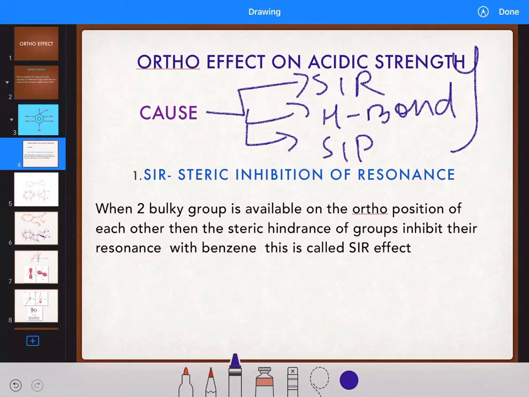Okay. Now see, only these two factors affect the acidic strength of a molecule. So in this topic here you can see ortho effect on acidic strength. So in case of acidic strength, we will only consider SIR and hydrogen bonding. Correct? We will not consider SIP. We will consider it in basic strength. Correct? So in acidic strength we are including only steric inhibition of resonance, meaning SIR, and hydrogen bonding.